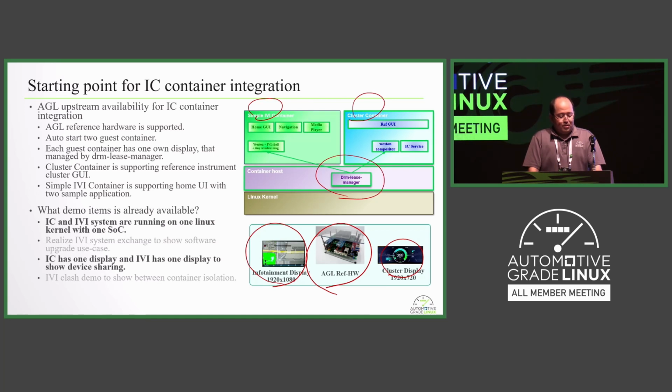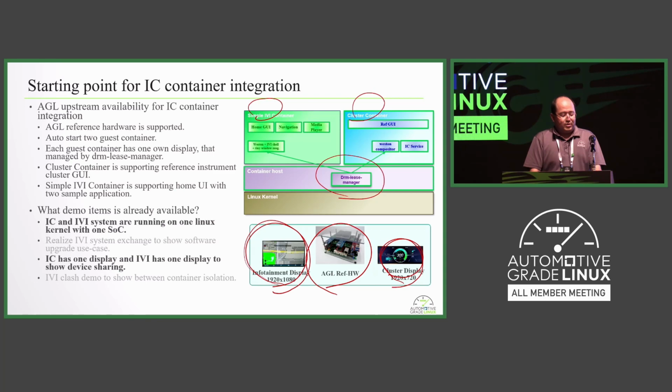The cluster container supports the reference instrument cluster GUI. A simple IVI container supports the home UI with two sample applications. Of the defined demo items, IC and IVI systems running on the Linux kernel with one SoC is already available in the current implementation. And IC has one display and IVI has one display to show display sharing, which is available in the existing implementation.